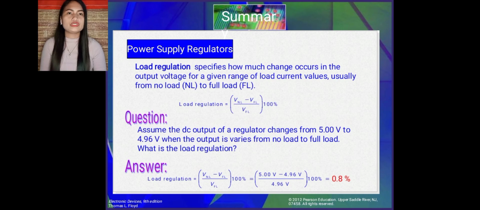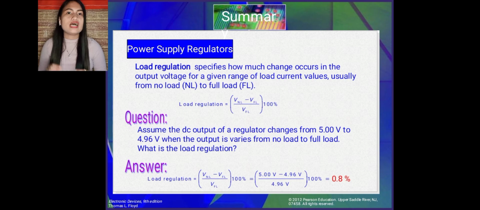Load regulation specifies how much change occurs in the output voltage for a given range of load current values. So usually, from no load to full load. So the formula for load regulation is equal to V sub NL minus V sub FL, divided by V sub FL, then multiplied by 100%. Where V_NL is the output voltage with no load and V_FL is the output voltage with full or maximum load.